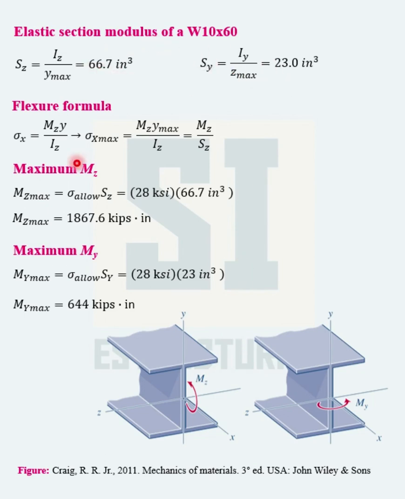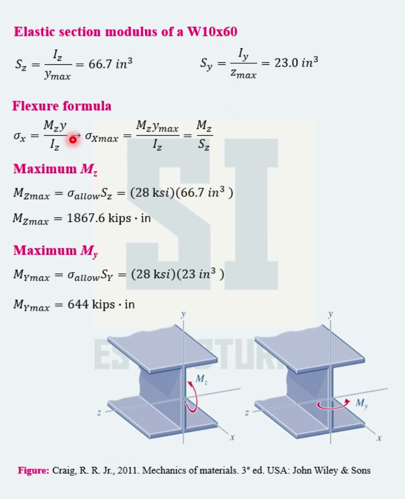Having determined all the required variables, the next step is to compute the maximum moments using the equation that describes the normal stress distribution along the section due to bending, or flexure formula. In bending about the z-axis, the normal stress, that is, the stress in the x direction, is equal to the acting moment about the z-axis multiplied by the perpendicular distance, that is, the distance in the y direction, divided by the moment of inertia about the z-axis.